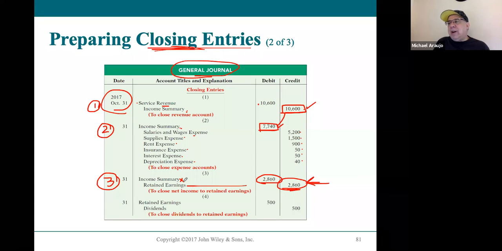We don't need it anymore. I like to tell you the income summary account is like, have you ever had a fish tank at home? Does anyone have a fish tank now? No one has a fish tank, huh? Don't like fish? Too busy eating them. Okay. Well, do you know anyone with a fish tank? Have you seen a fish tank? Okay. All right.